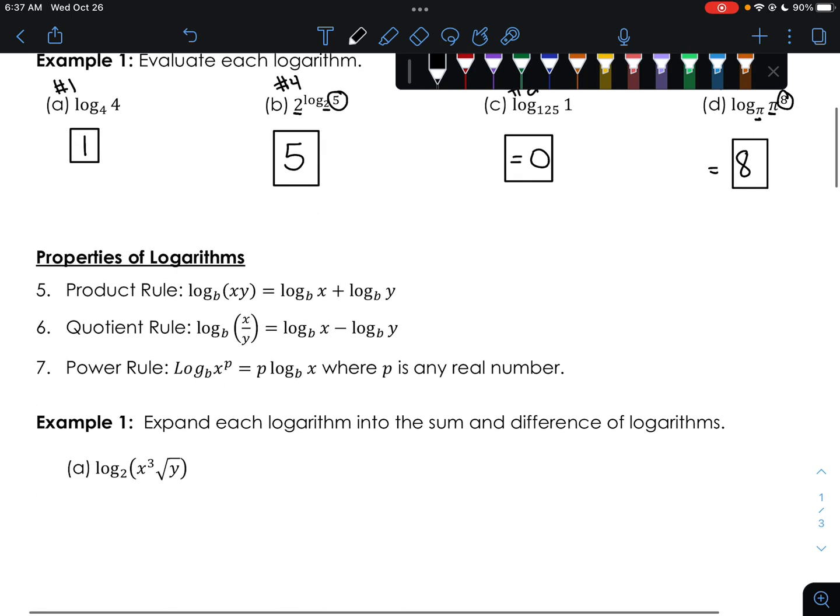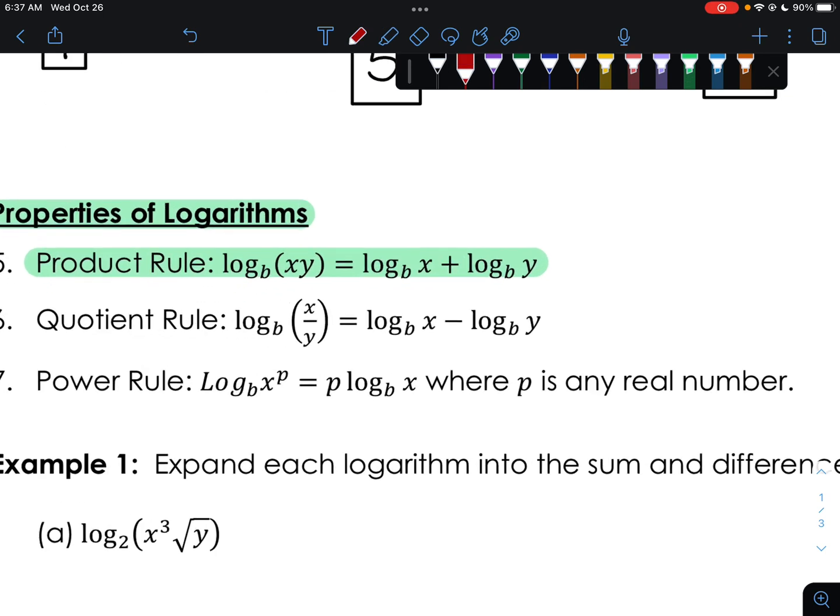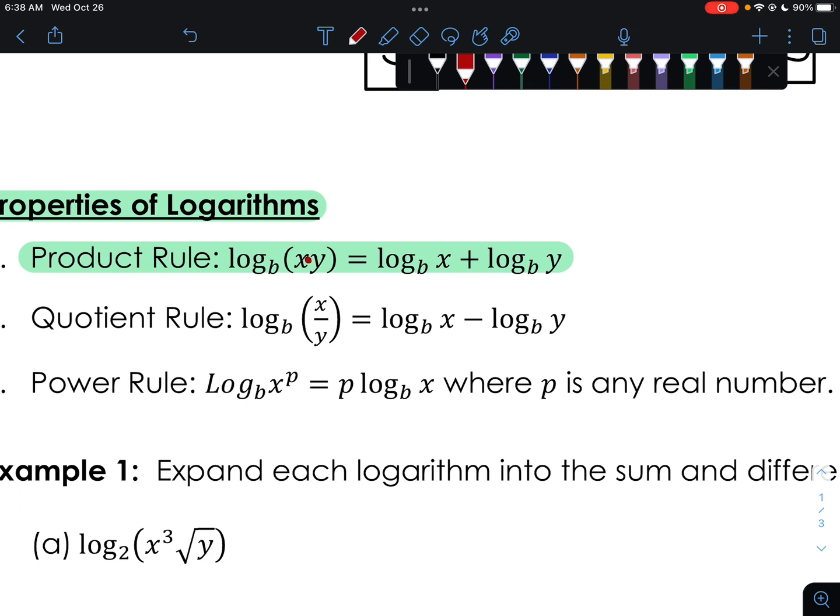Now, moving into the properties that are going to help us with solving equations. These are the super important ones, not that the others weren't, but these are the ones we're going to see more often, and these are what are going to be on our test. The product rule says that if I have 2 things being multiplied on the inside of the log, then I can split them up into 2 separate logs by addition. My bases will stay the same, but I split it up by adding x and y.